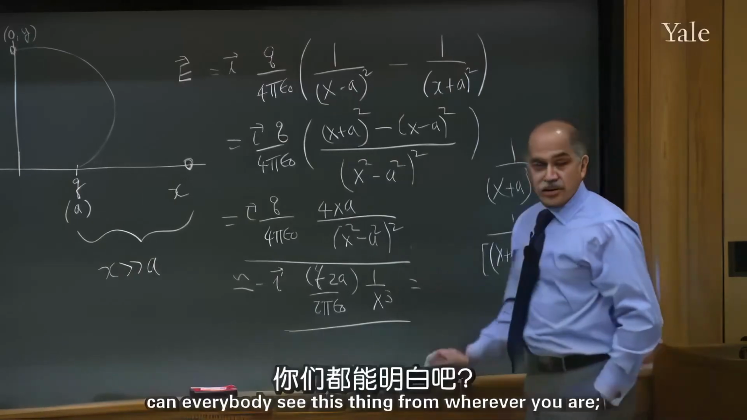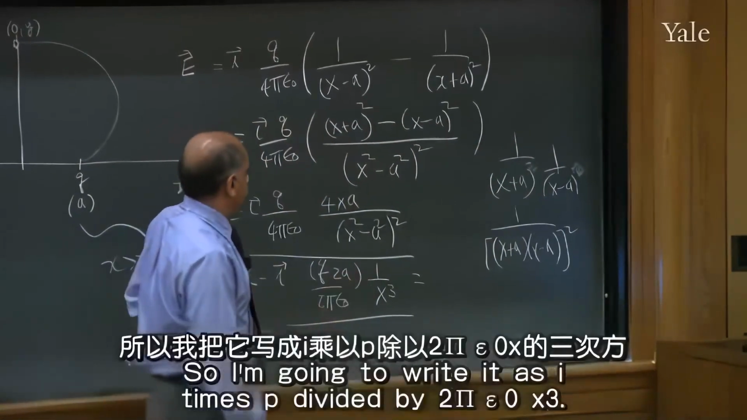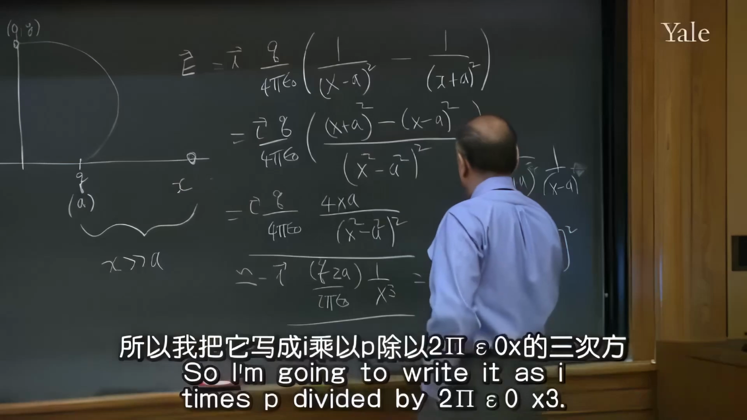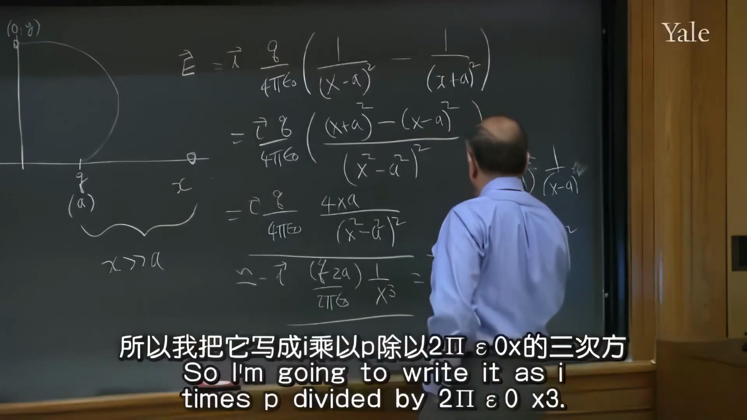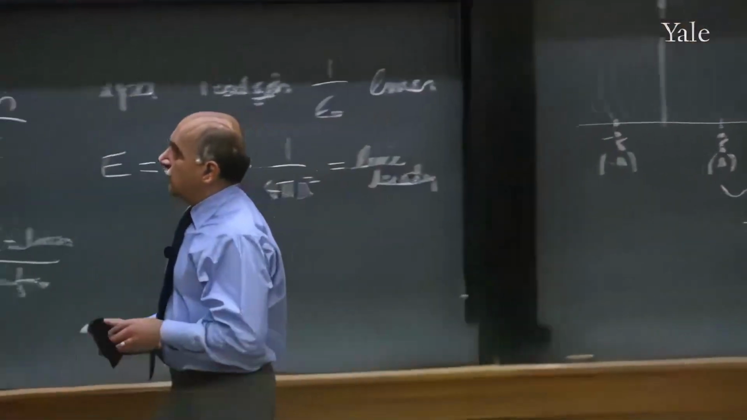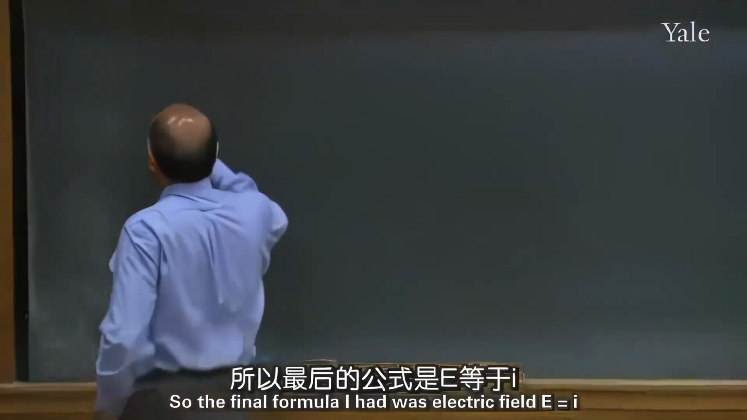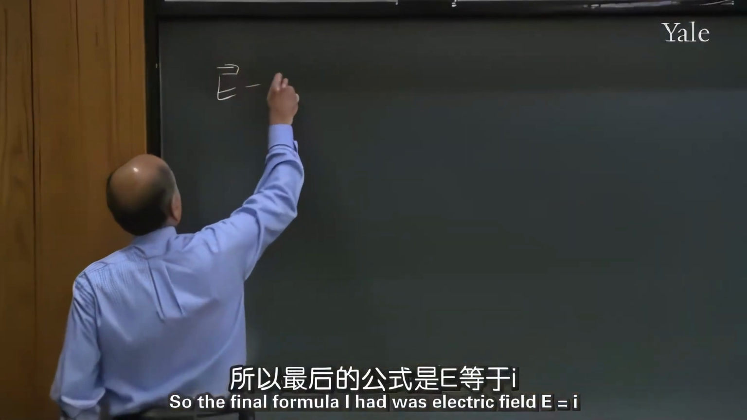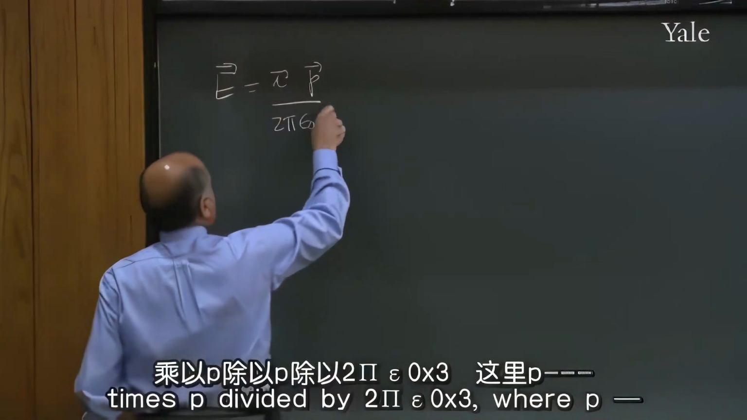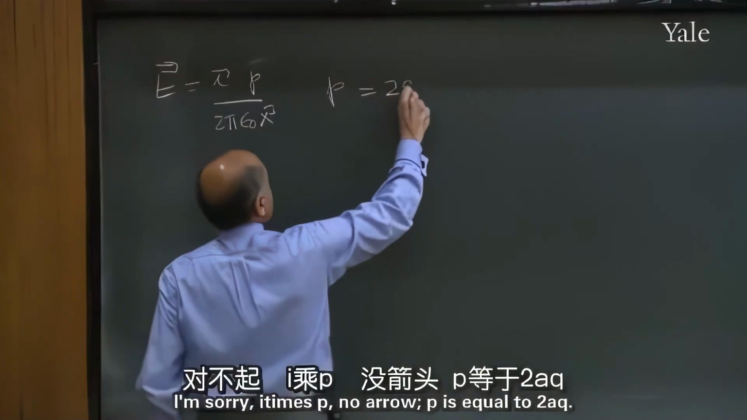Can everybody see the last formula here from wherever you are? So I'm going to write it as i times p divided by 2 pi epsilon 0 x cubed. The final formula I had was the electric field E equal to i times P divided by 2 pi epsilon 0 x cubed, where P is equal to 2aq.